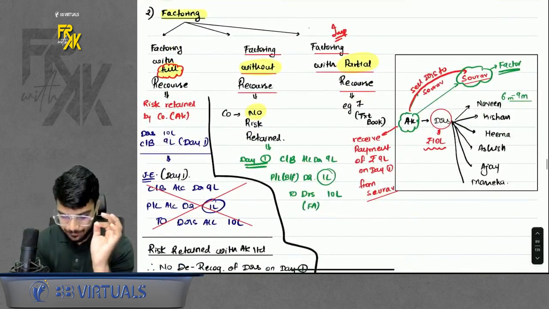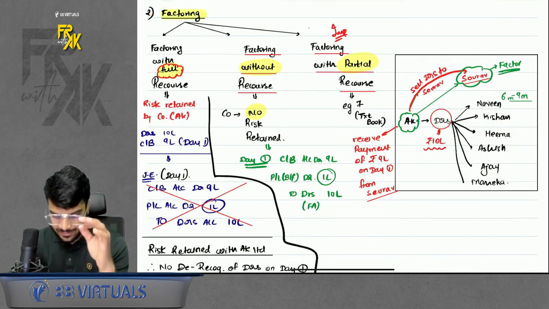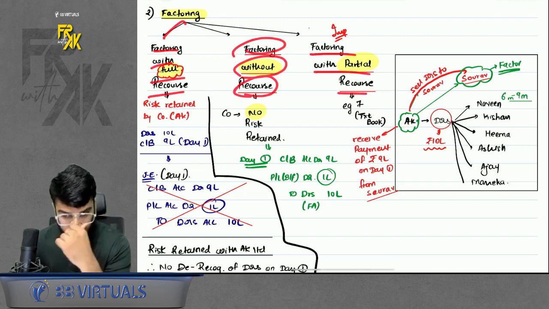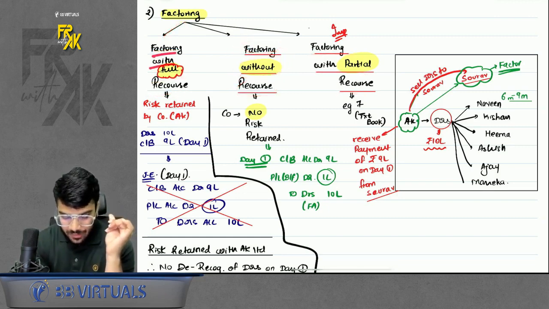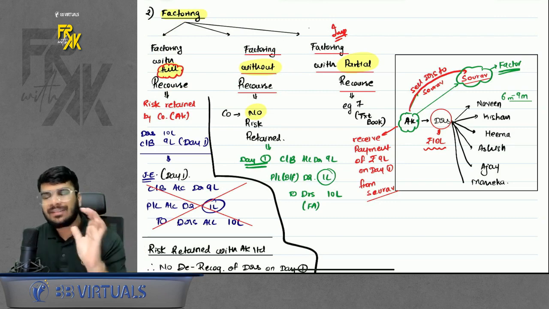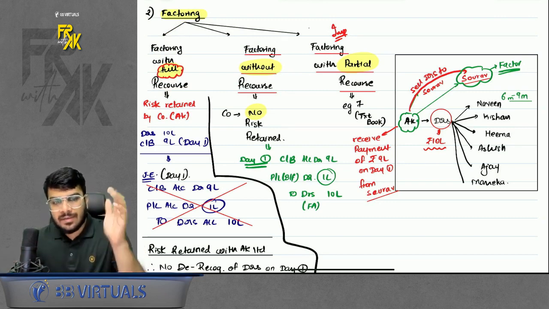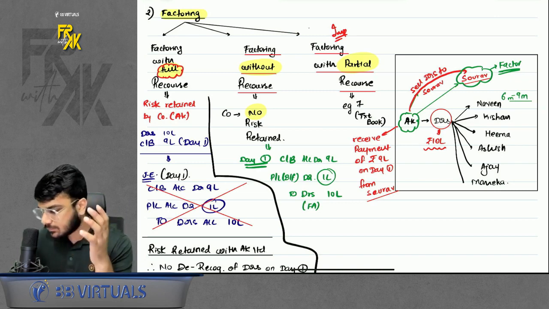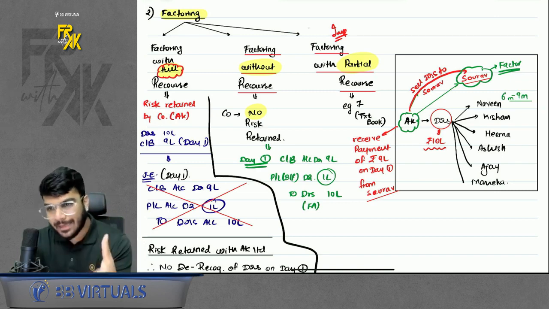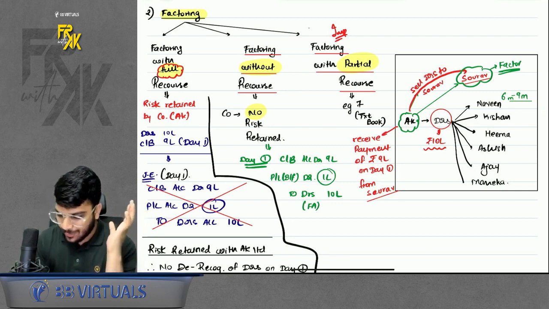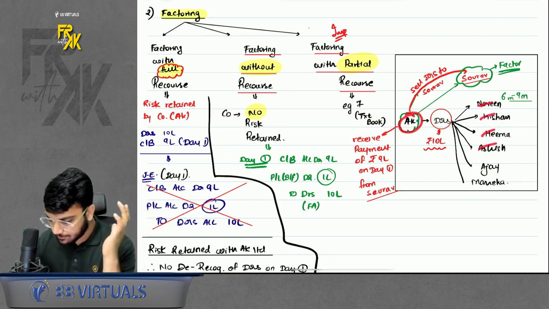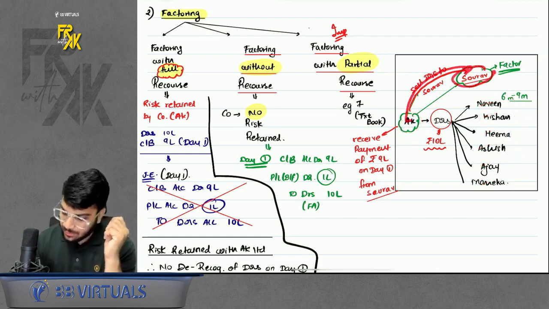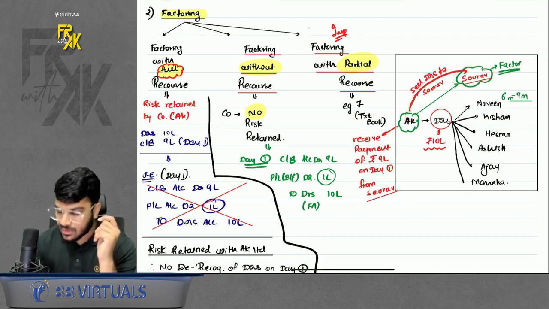Similarly, we have 3 other cases. Factoring. Under factoring, we have 3 cases: factoring with full recourse, factoring without recourse, or factoring with partial recourse. Now, what is the meaning of this? What is the meaning of factoring first? Just like we sell bills receivable to bank and receive money on day one, similarly, we sell debtors to a third party and receive the money on day one. So let's say, for example, I have so many debtors, but they are going to repay me after 6 to 9 months. So I will sell my debtors to a third party, to a factor. He will give me the proceeds on day one itself.